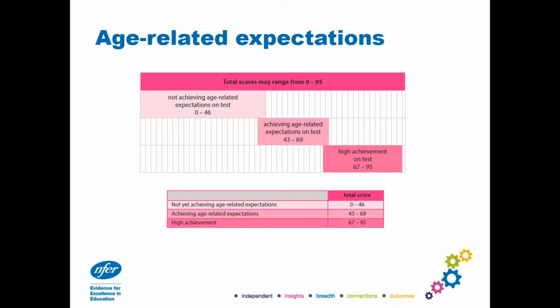I believe it's the Year 4 maths tests, and there are 3 categories. Pupils scoring between 0 and 46 on the raw score are not achieving age-related expectations on this test. Those scoring between 43 and 69 are achieving age-related expectations, and those scoring between 67 and 95 are showing a high achievement on the test.